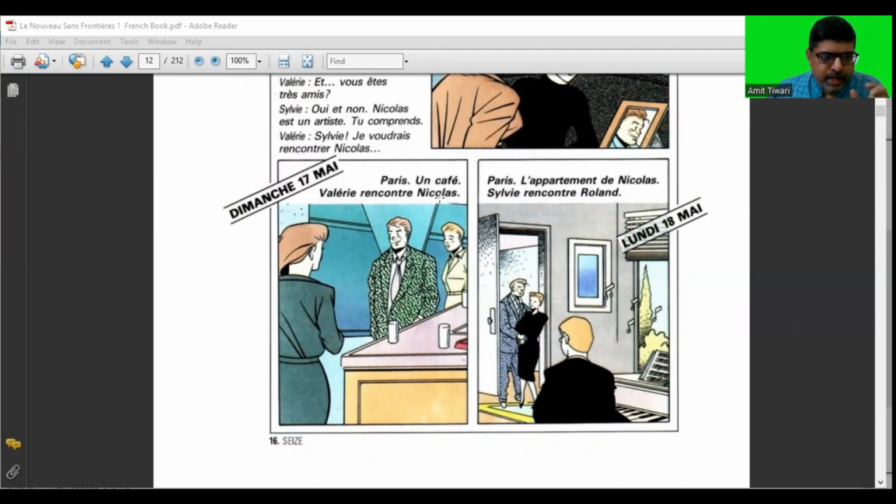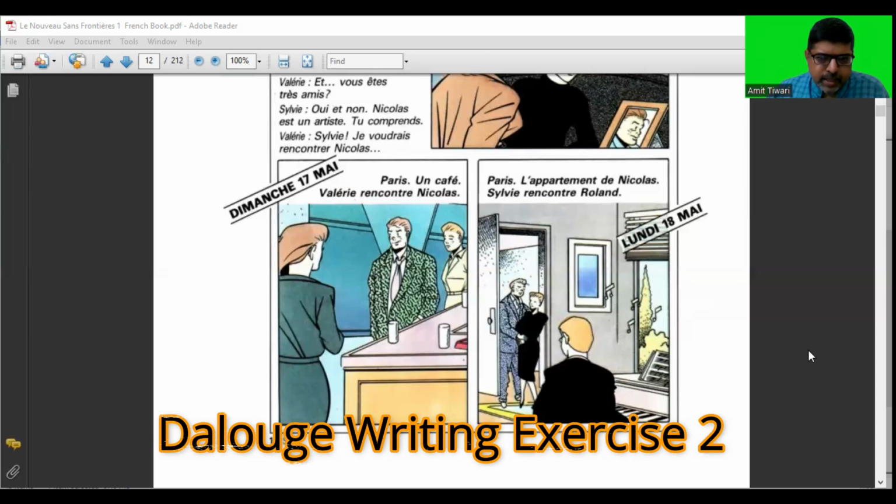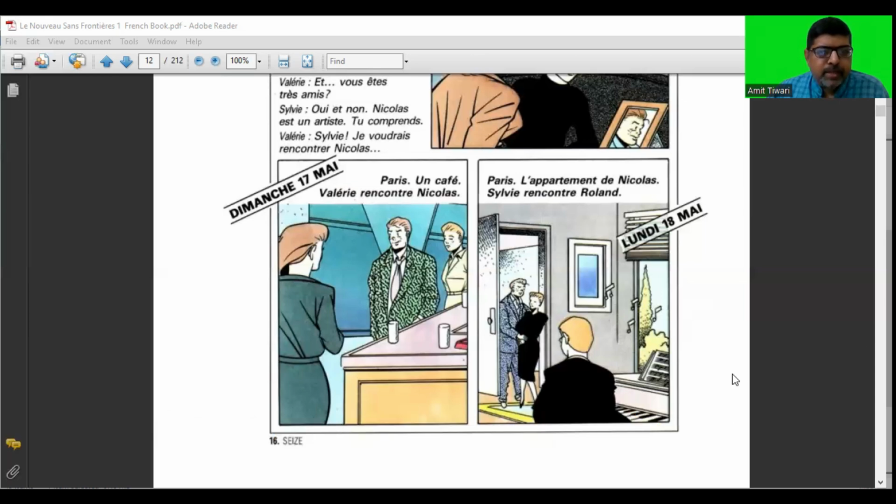I may write in the description box. You may go through that part and prepare one dialogue. Once you are aware about how you will develop, that is up to you. There may be a simple conversation. And second, you may talk about lundi, that is Monday, the 18th May. Paris, l'appartement de Nicolas, Sylvie rencontre Rollon. That meant for Paris, the apartment of Nicolas, Sylvie meets Rollon. So Rollon may be the friend of this gentleman called Nicolas. So this is an imaginary prospect.